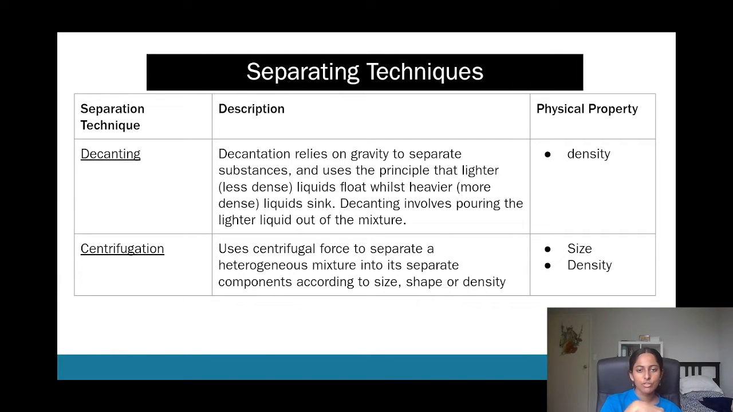Centrifugation is where you have centrifugal force being used, and you separate components according to either their size, shape, or density. So it depends. For example, blood can also be centrifuged. When you put blood in a centrifuge and it spins, you can separate the blood into the plasma, the white blood cells, the red blood cells, things like that. I don't know the density of those, but that's how you separate blood when you need something like plasma.